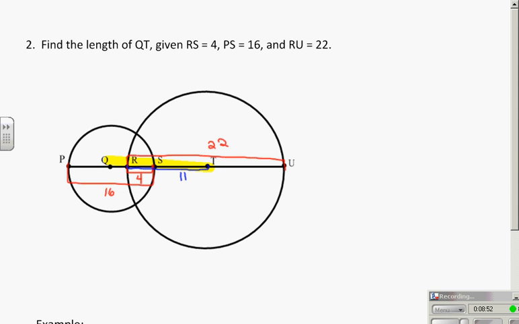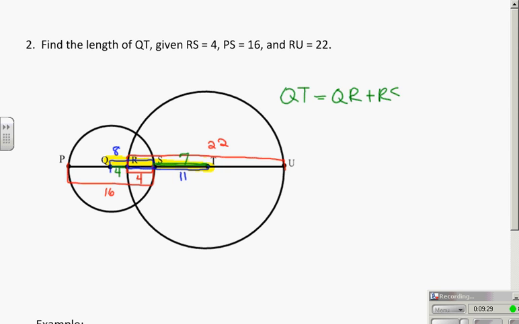Well, basic working knowledge of a circle. Half the diameter is the radius. So R to T is 11. And from Q to S is 8. And I have overlapping segments there, so if I subtract out what's overlapping, if Q to S is 8, but R to S is 4, that means this little piece right here is 4. And if R to T is 11, but R to S is 4, then that means this little piece right here is 7.